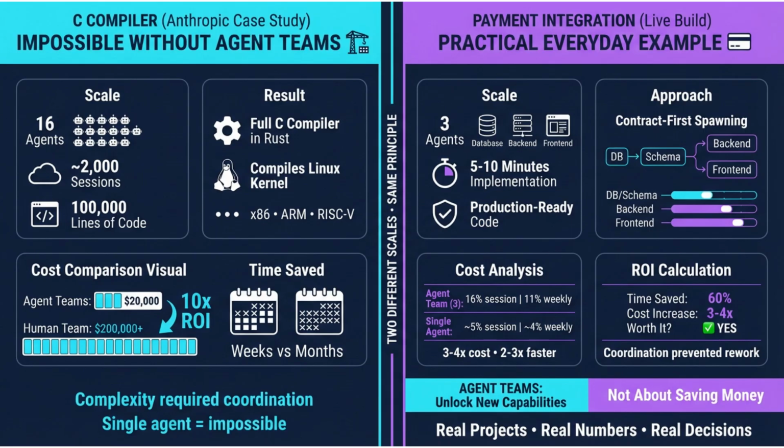Not cheap. But hiring a development team? 200,000 plus in salaries, months instead of weeks. We see here a 10-to-1 ROI. What matters? This is impossible for a single agent. The complexity, scope, and cross-component coordination required multiple agents debating, coordinating, verifying.